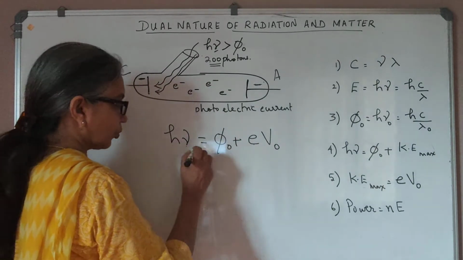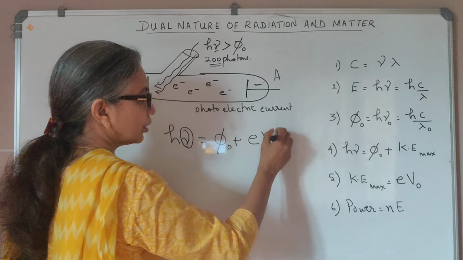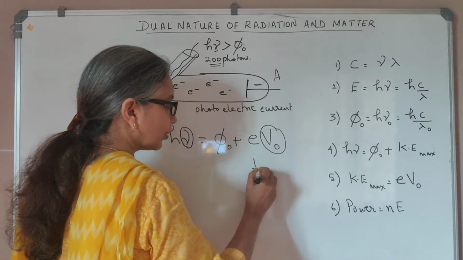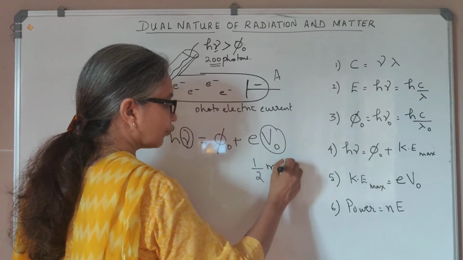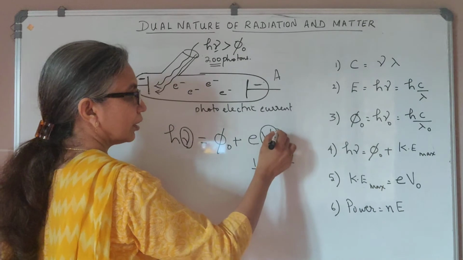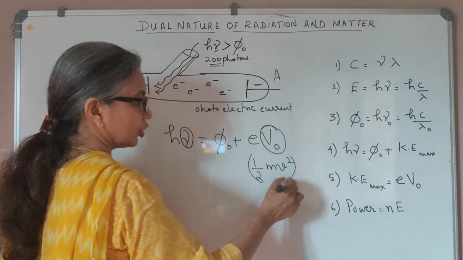So you will see from this equation that this frequency is directly proportional to the stopping potential, which you also know is the maximum kinetic energy, that is half mv square. So the frequency of the incident radiation changes the stopping potential and the kinetic energy.